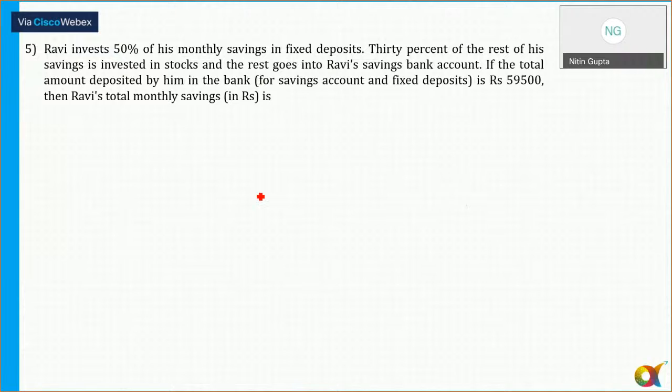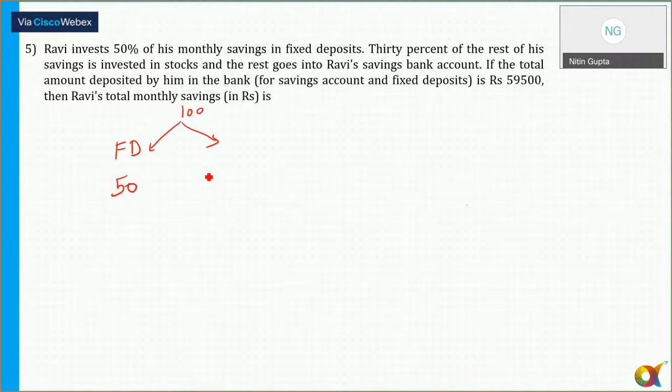This is also an easy one. It says Ravi invests 50% of his monthly savings in fixed deposits. If his total saving is 100, then 50 goes in fixed deposit and the remaining is 50.